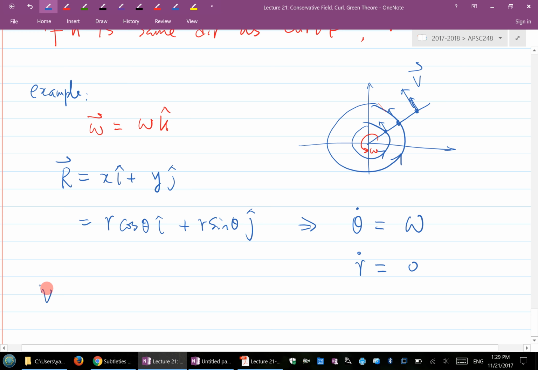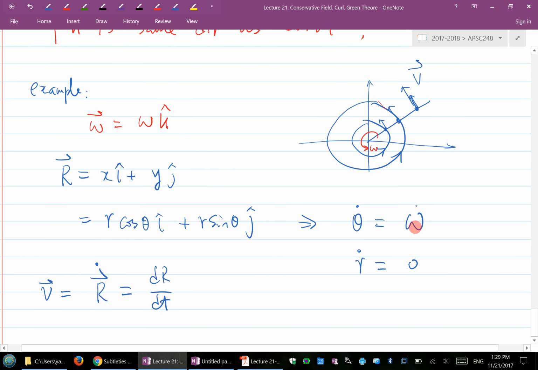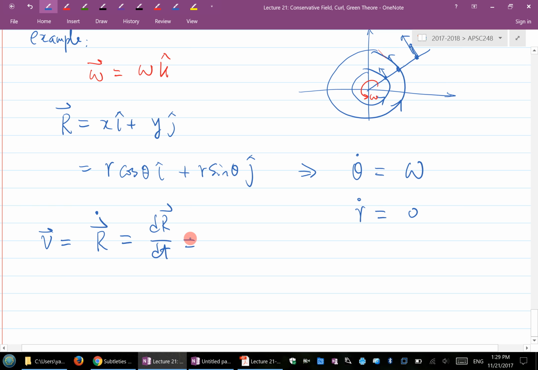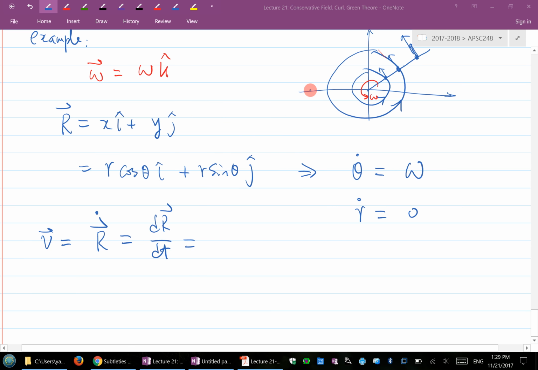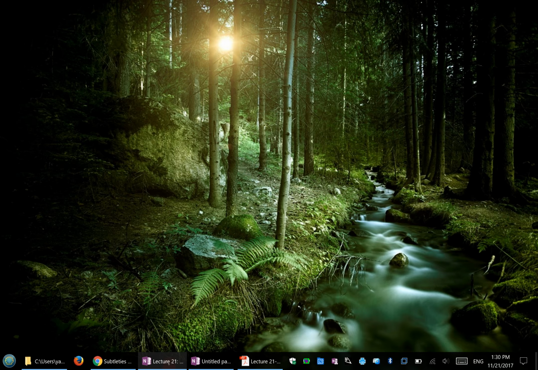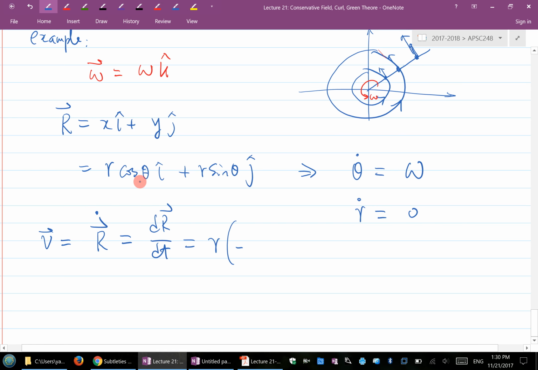Now the velocity vector is the derivative of the position vector, or dr over dt. So here's your r, and we can calculate dr over dt by using the product rule. Basically, you have an r and a theta, then you can calculate using the product rule. But r dot is 0, so overall you get r times negative theta dot sine theta i hat, plus theta dot cosine theta j hat.